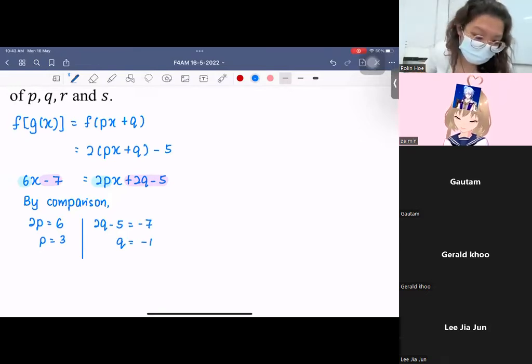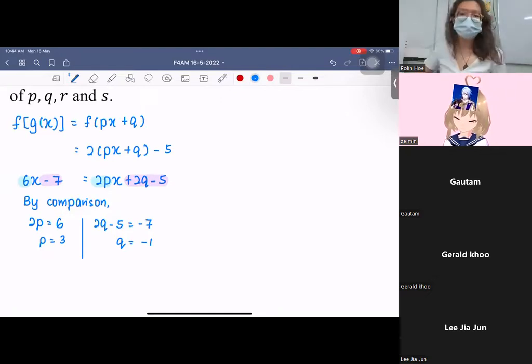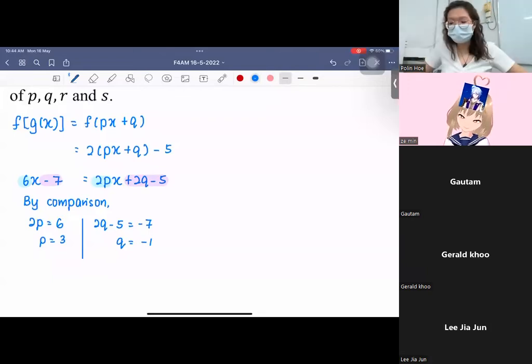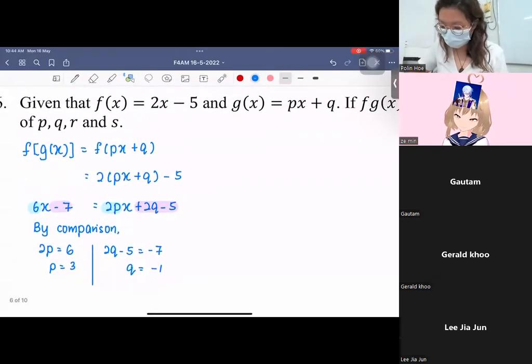After that, what's the next part? Given that gf(x) equals rx - s. Be careful, the question gives you rx minus s instead of rx plus s. That's a trap, because I purposely want to let you make a mistake.